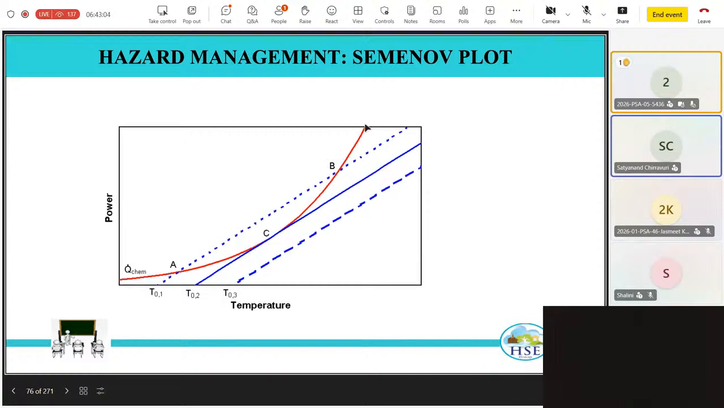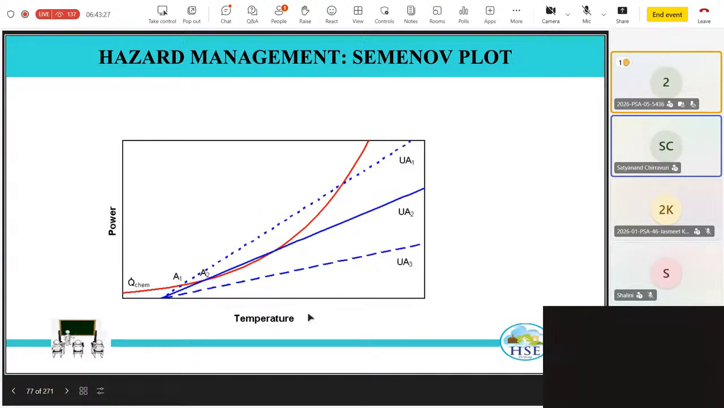It is the famous Semenoff plot, which was developed by Semenoff, and it was in fact used for designing nuclear reactors. In fact, this came much before the invention of the reaction calorimeter itself. This is actually from the early 20th century, but more or less the concept is the same. You can use this for design purposes. I'll tell one more thing.